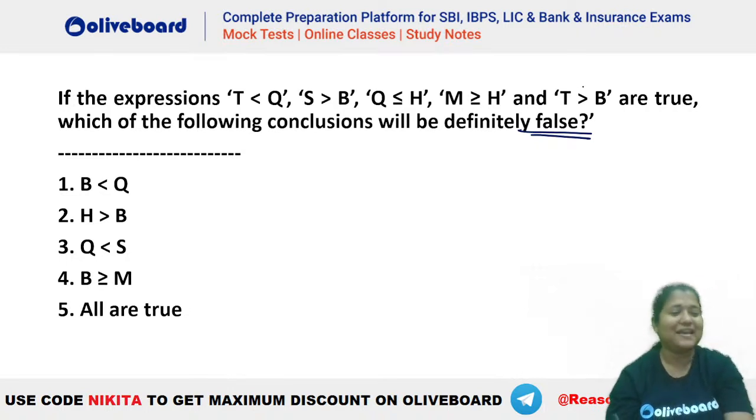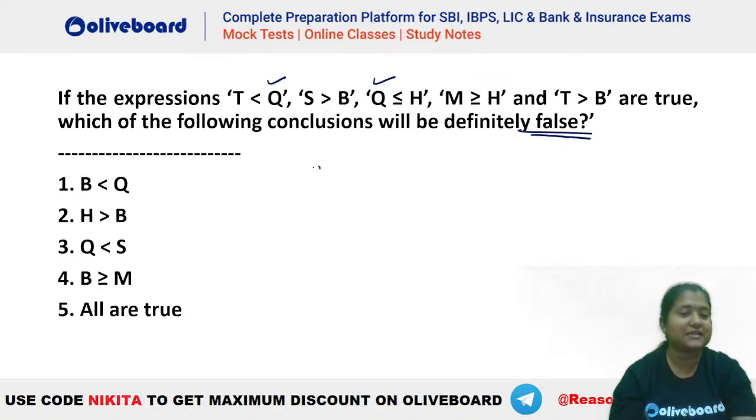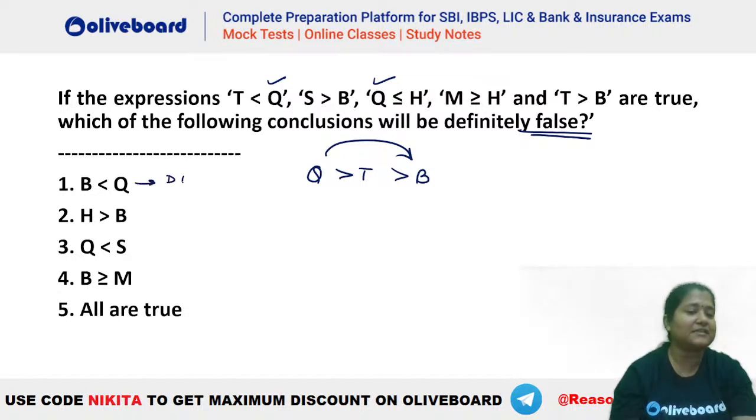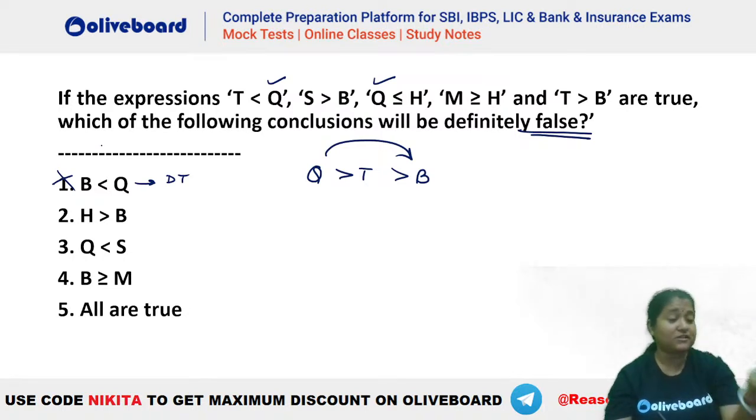Let's try option 1. Q is greater than B. How do we connect Q to B? You can see there are two Q's in here, one here, one here. So we will have to check it from both the sides. You can see Q is greater than T and T is greater than B. So Q greater than B is definitely true, isn't it? So that means this is not the answer because we are talking about definitely false here.